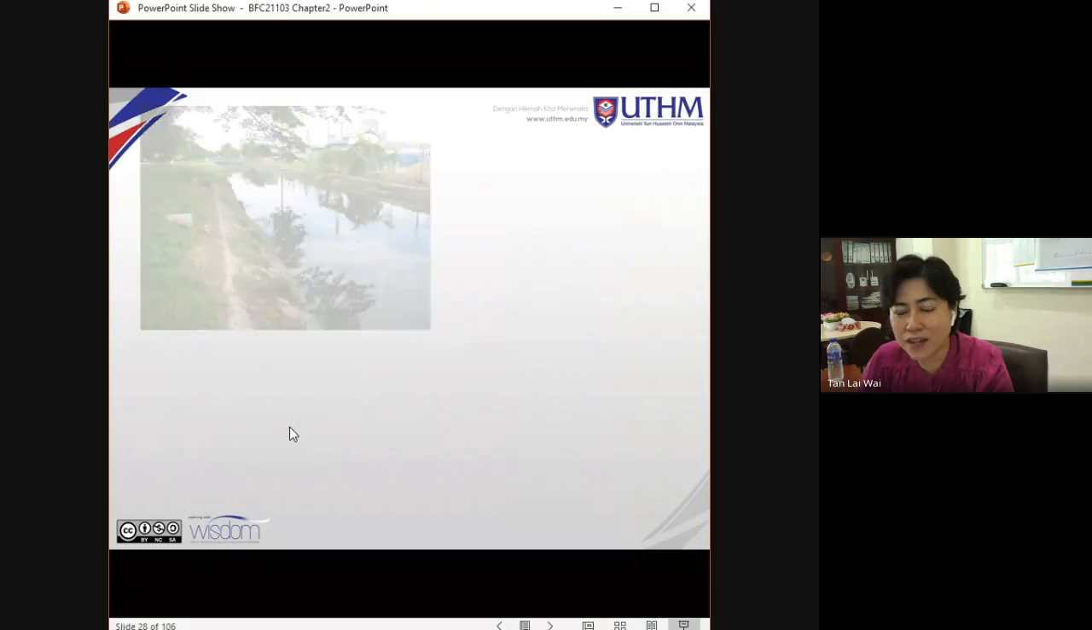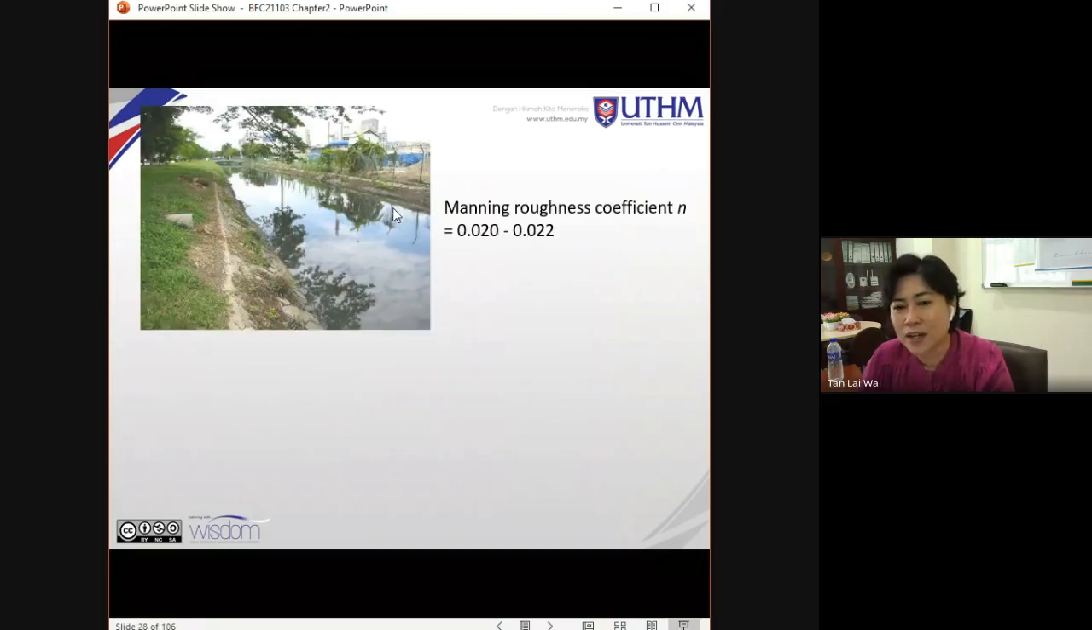So these are all the values. And I also give you photos for you to imagine what the roughness coefficient is based on various channel conditions. If you look at this channel, at the lining with some grass on the side of the riverbank, that would increase the roughness coefficient.